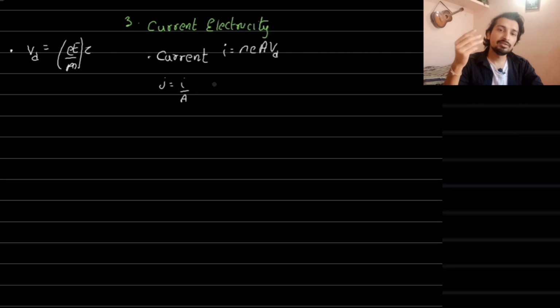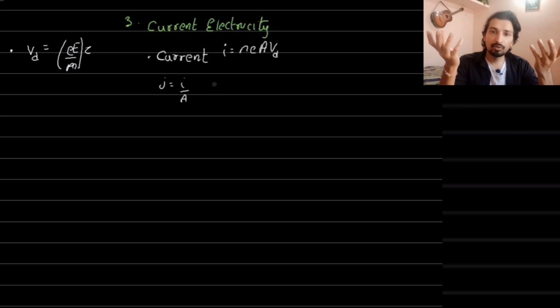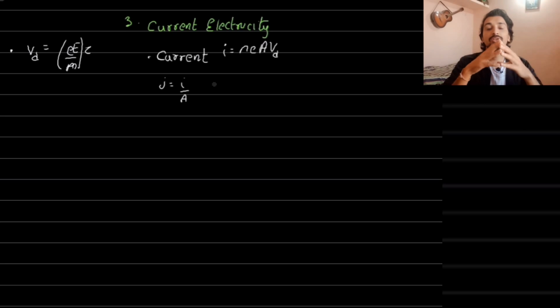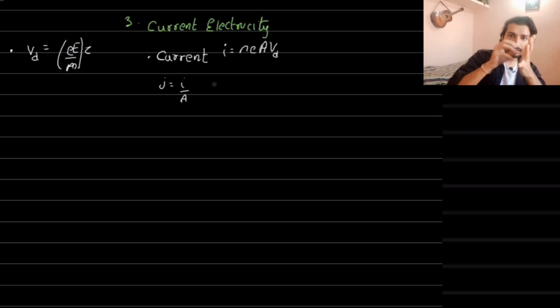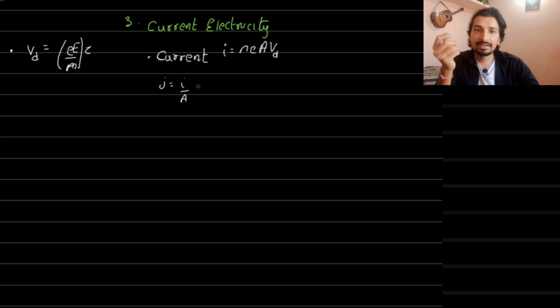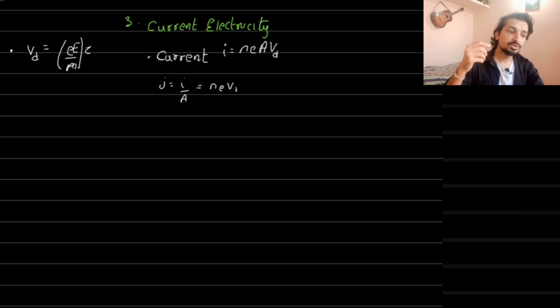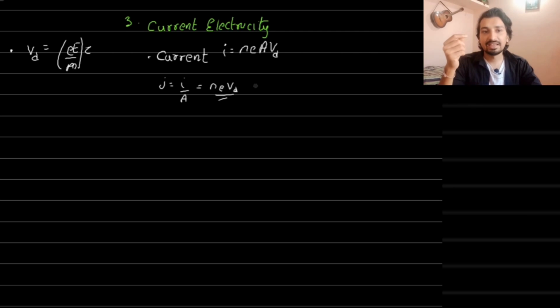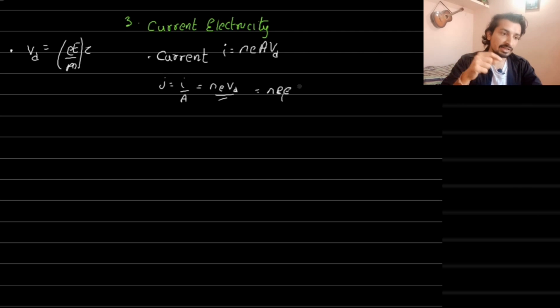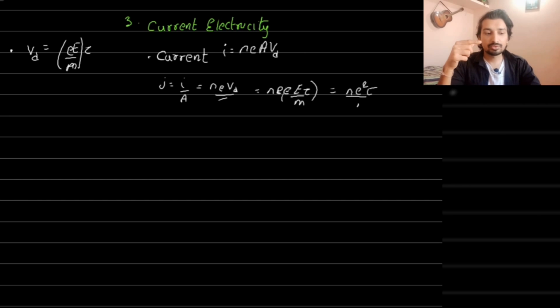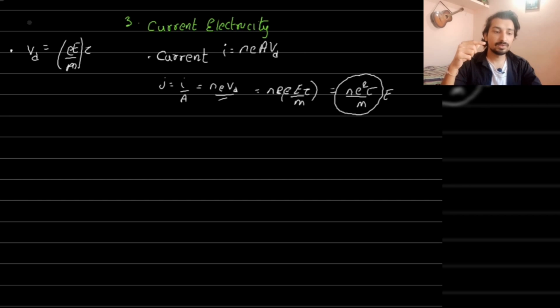And what is current density? If you divide the current by area, then wherever you talk about density, something is divided by volume, like mass by volume. Here, because current is passing through some area, that is current density. So current divided by area gives you current density, which is nothing but nevd. From the previous equation we have substituted the current value, nevdA. If you divide it by area, area gets cancelled, you get nevd. Then you substitute the vd value, that is eE tau by m. So you get ne square tau by m into electric field.